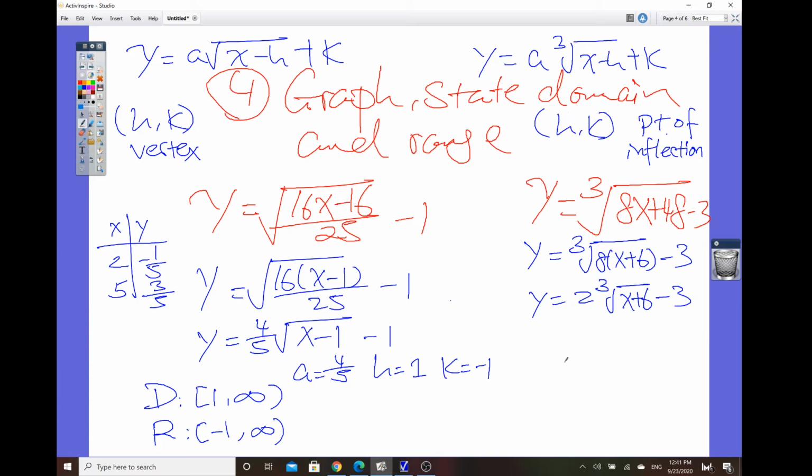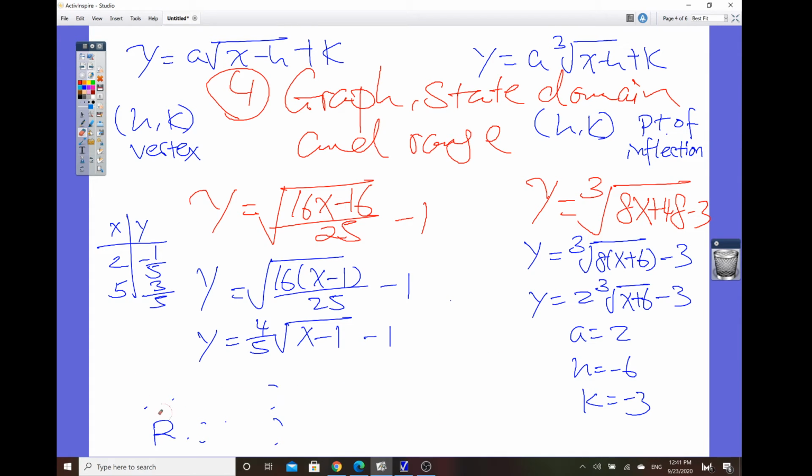Again, compare and contrast. The value of a is 2, so that means a vertical stretch with a scale factor of 2. And then h is negative 6, and k is negative 3. Okay, so I need to get some space right here real quick. And once you find the point of inflection, you can start plotting points. But one point is not good enough, so we need to get more positions of the graph.